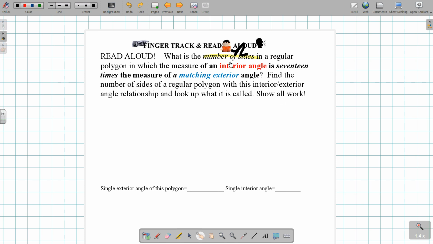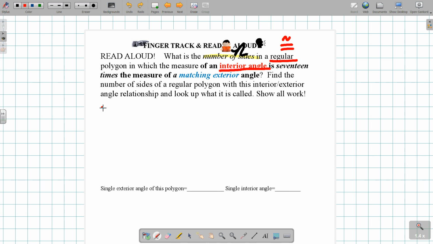In a regular polygon, remember regular means everything is congruent, in which the measure of an interior angle is 17 times the measure of a matching exterior. Find the number of sides of the regular polygon. Use the interior exterior angle relationship, and look up what it's called for your work. So let's just define our terms.